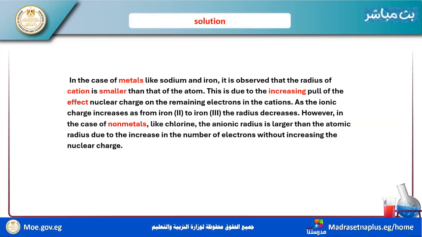However, in the case of non-metals like chlorine, the anionic radius is larger than the atomic radius due to the increasing number of electrons, so the repulsion force between them increases without increasing the nuclear charge. Okay.